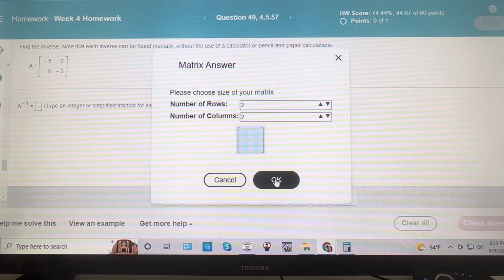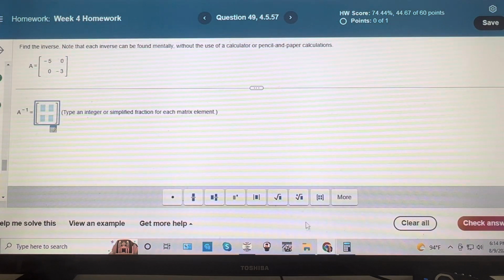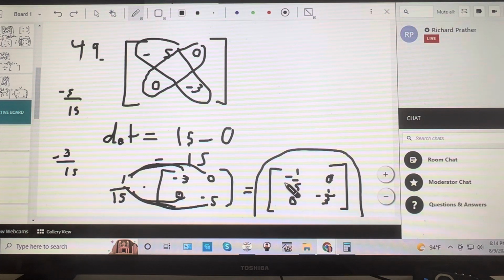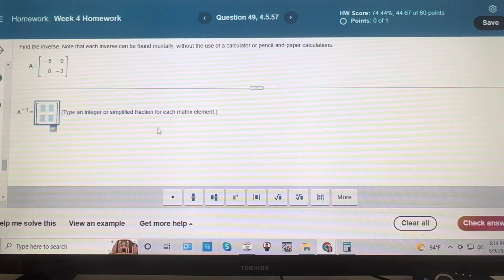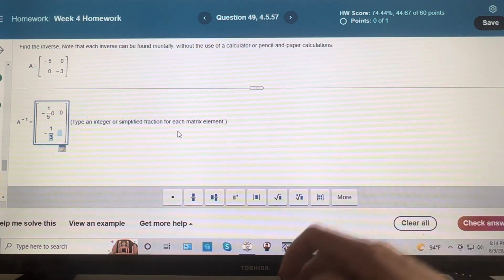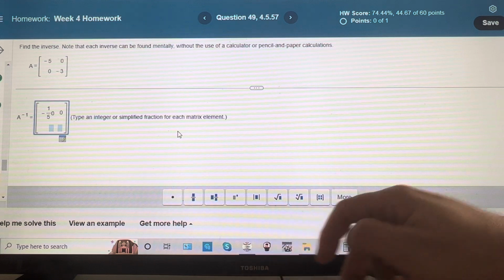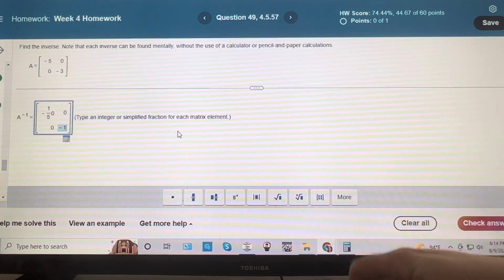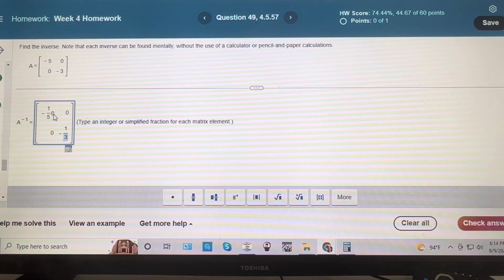So it's a 2 by 2 matrix, and I got negative 1/5, 0, 0, and negative 1/3. Whoops, didn't register right. Okay, gotta delete that 0. There we go.